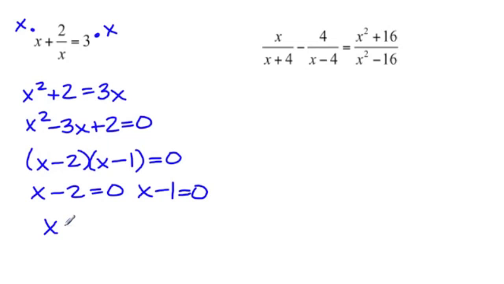Now, let's check those in the original equation. Is it going to cause a problem to put a 2 or a 1 in the denominator? Nope, that's okay. It's only when the denominator equals 0. So they are both solutions.